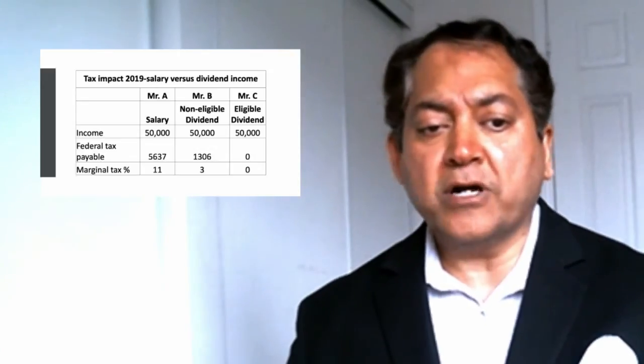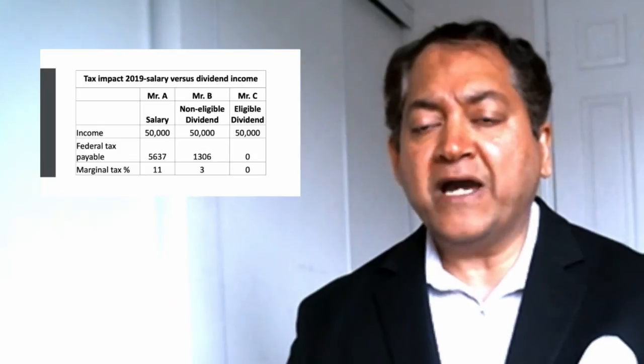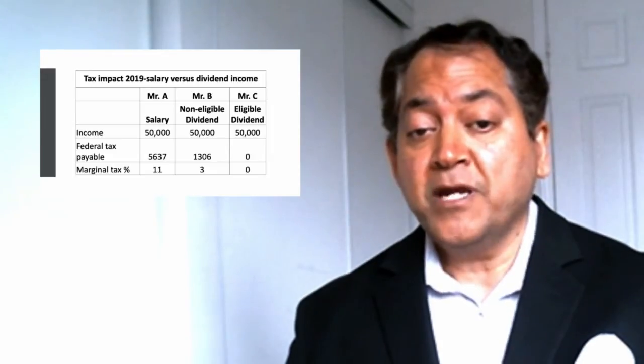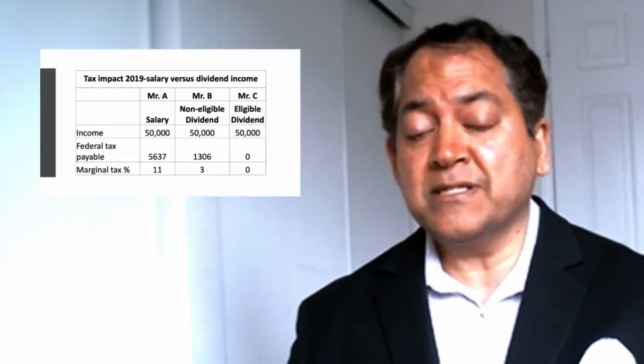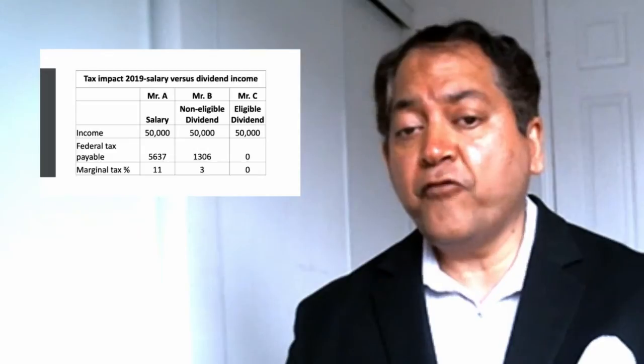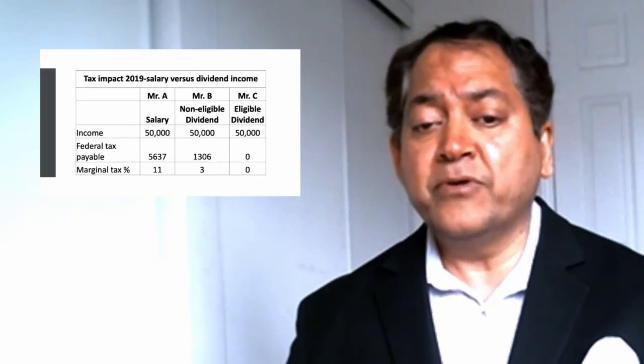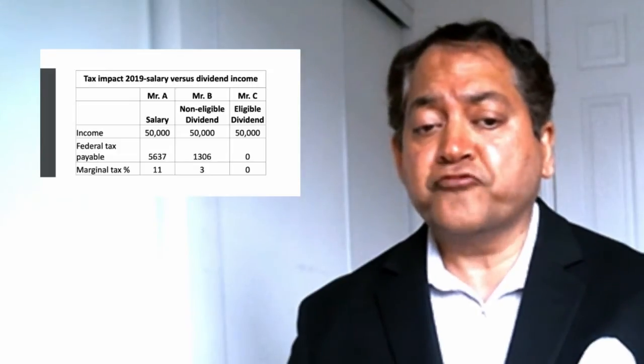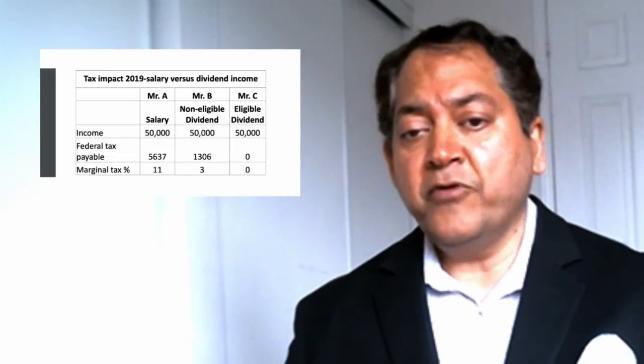If you just look at the contents of the slide, the federal tax payable for salary would be around $5,637. That comes to effectively 11% marginal tax rate. At the bottom of the slide, you can read that. While for non-eligible dividend, the federal tax liability is only $1,306. That comes to about 3% of your income. Whereas in case of eligible dividends, it is zero.